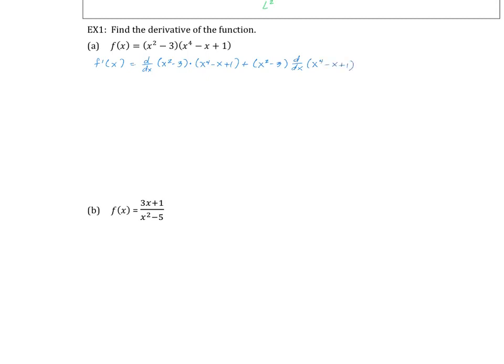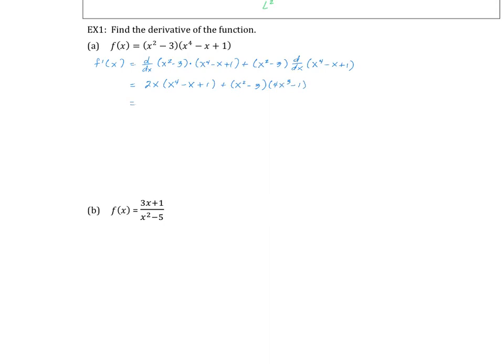Okay, so let's go ahead and simplify this. The derivative of x squared minus 3 is 2x, times x to the fourth minus x plus 1, plus x squared minus 3 times the derivative of x to the fourth minus x plus 1, which is 4x to the third minus 1.